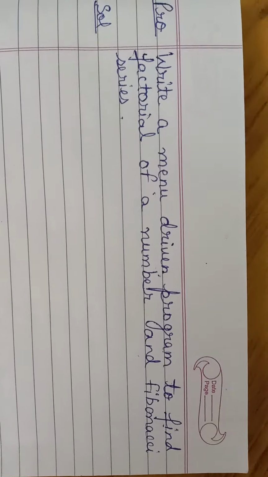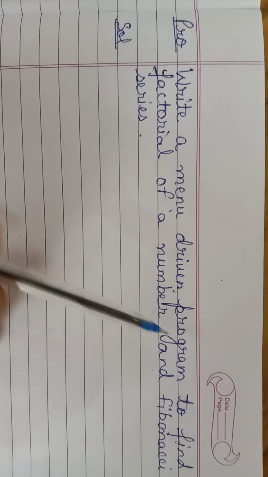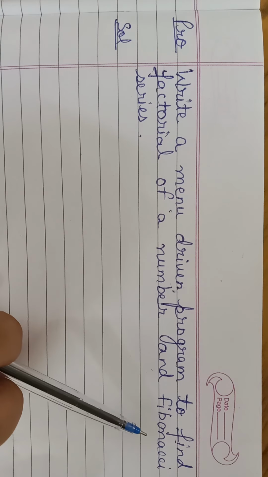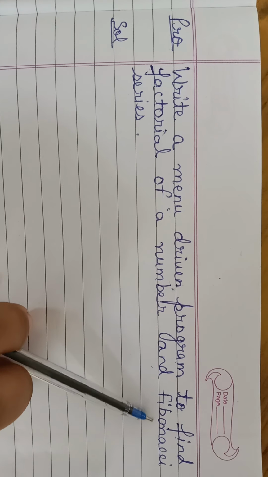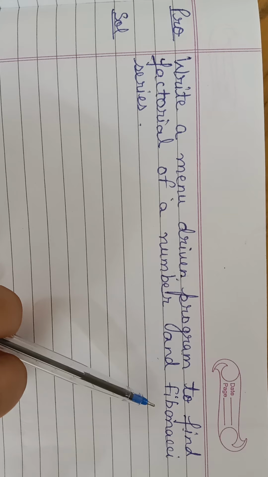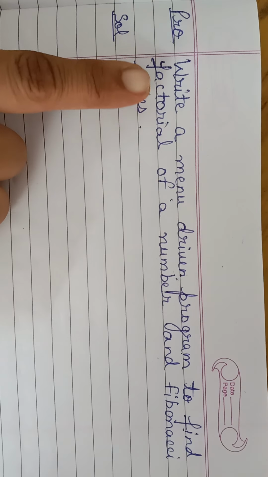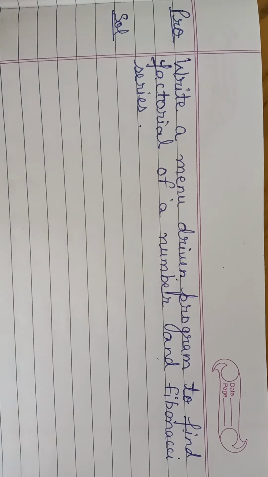Now we are going to start our program, children. Firstly, we are going to define the functions for the factorial and to generate the Fibonacci series. After that, we will call these functions from the main program, and in the main program we will present these functions in the form of a menu. Okay, children, so first we are going to write the definition for the factorial.